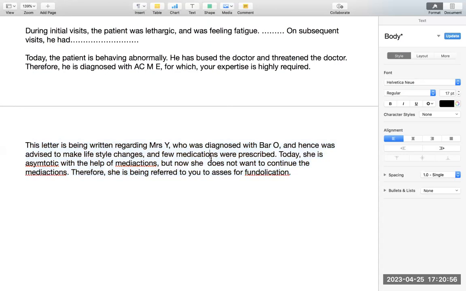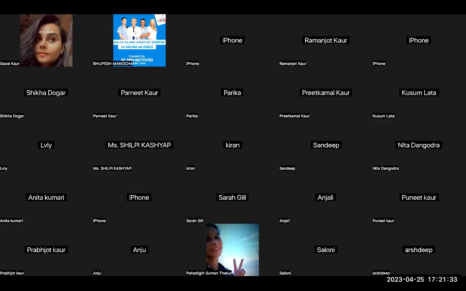If by chance you want to make it very simple, then you can also simply say that who was diagnosed with Barrett's esophagus. Now she is asymptomatic and she is being referred to you to assess for fundoplication. You can write it that simple. So you can pick only this data: who was diagnosed with Barrett's esophagus, but after treatment, she is asymptomatic. Now she is being referred to you to assess for fundoplication. Even then you will get the complete marks. Obviously, when you are giving a good explanation, you will get better marks. So that is how these letters go.